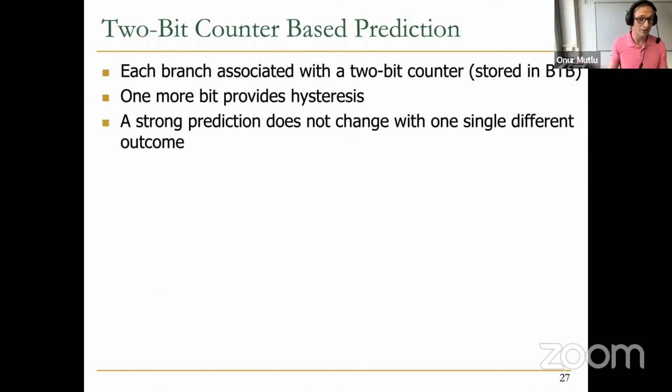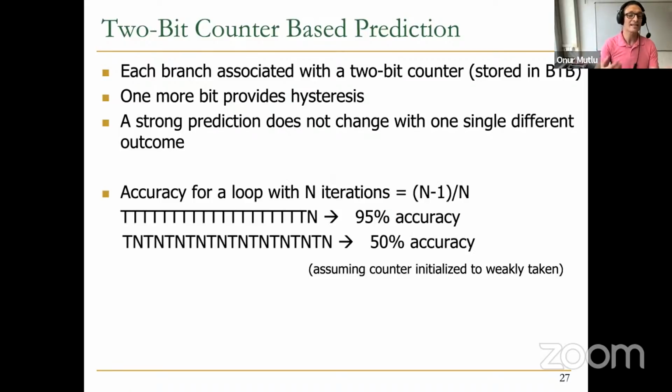This is actually very simple also. Each branch is associated with now not a single bit counter, but a 2-bit counter. There's a little bit more hardware cost. 1 more bit provides a hysteresis. And as we said, a strong prediction does not change with a single different outcome. Let's take a look at some examples.